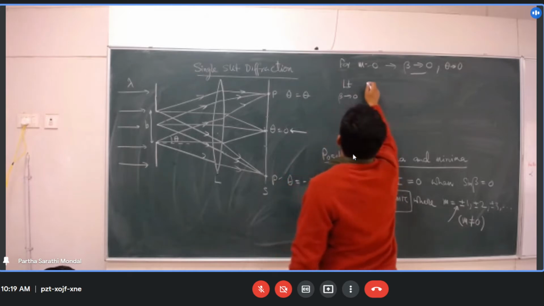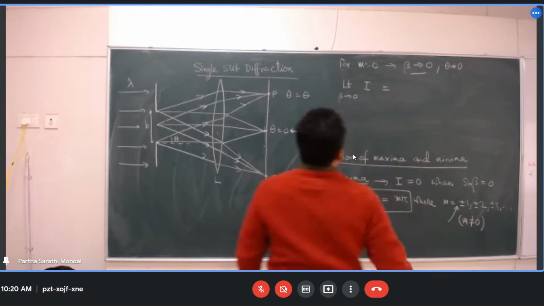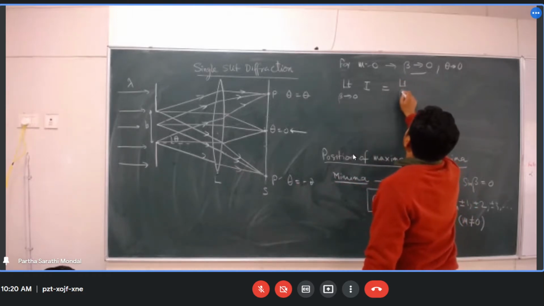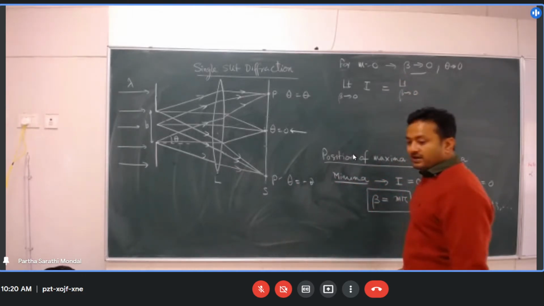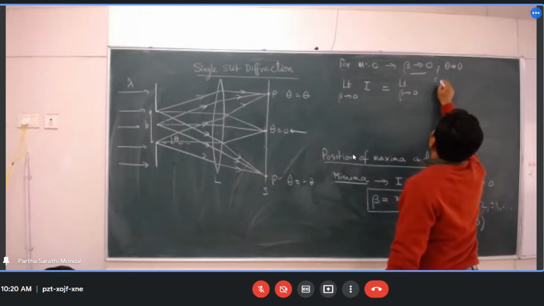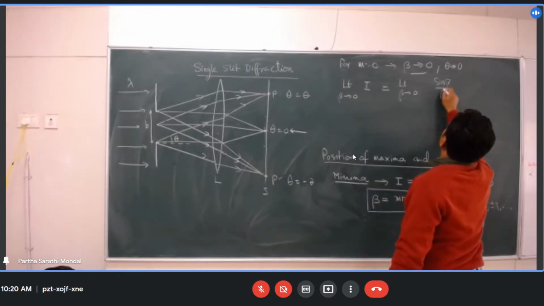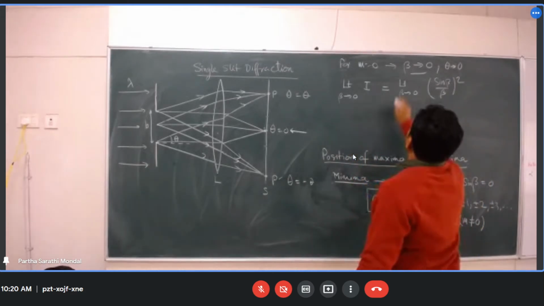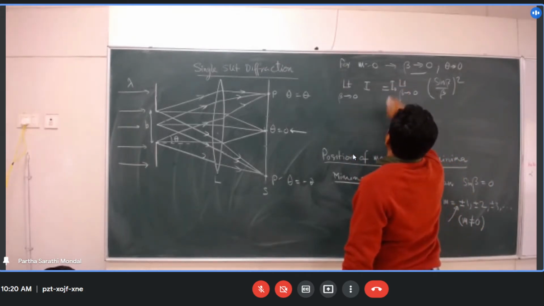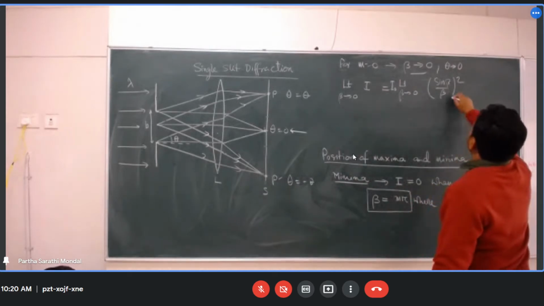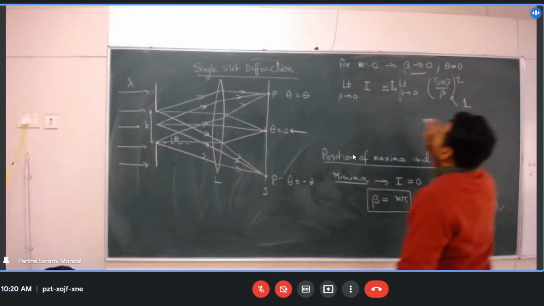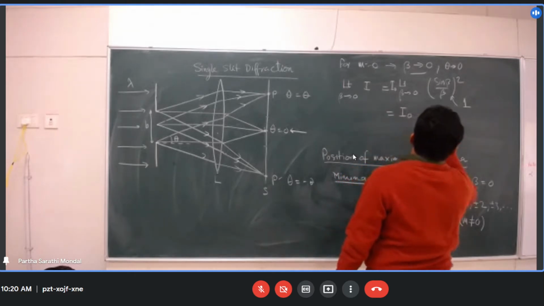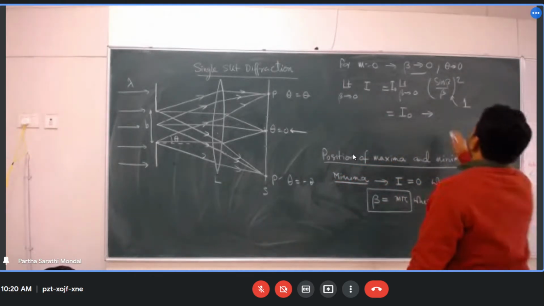What was it? You have to find I. So you see what was in it? Limit beta tends to 0 of sine square beta, sine beta by beta whole square, and what else was with it? I0 was there. So let's take out I0. I0 is a constant. So this is 1. So that means it will give you I0. So this is the maximum intensity.